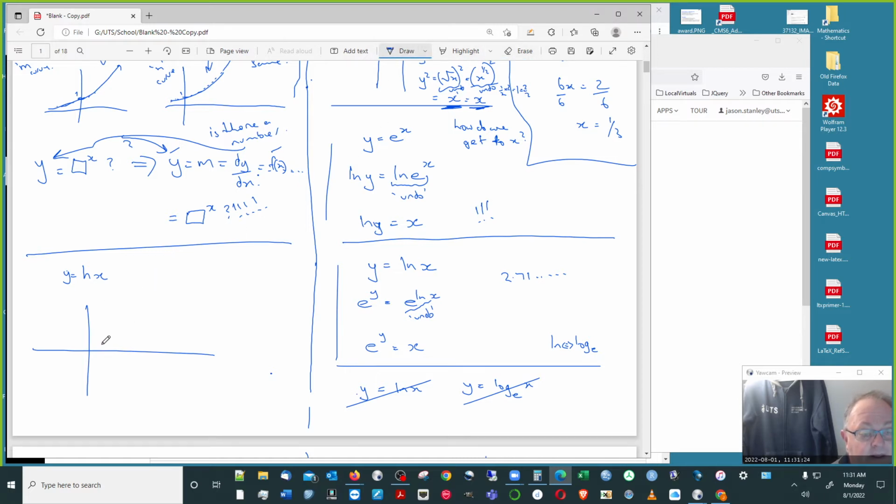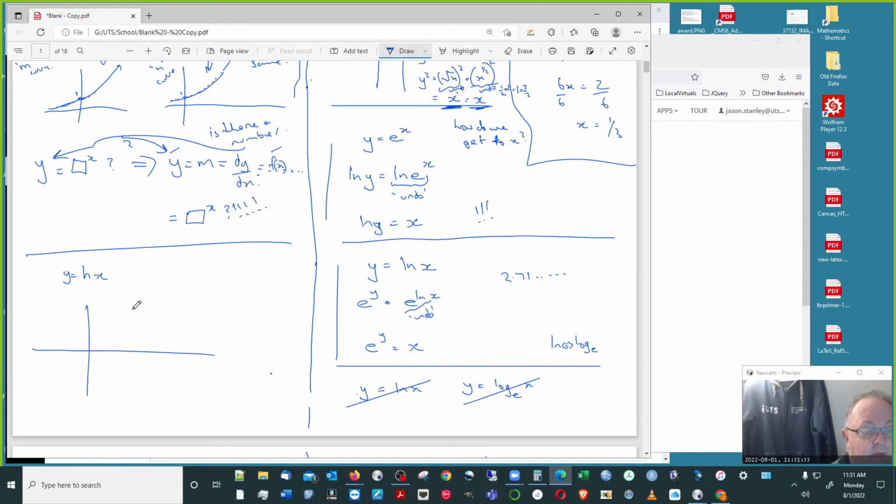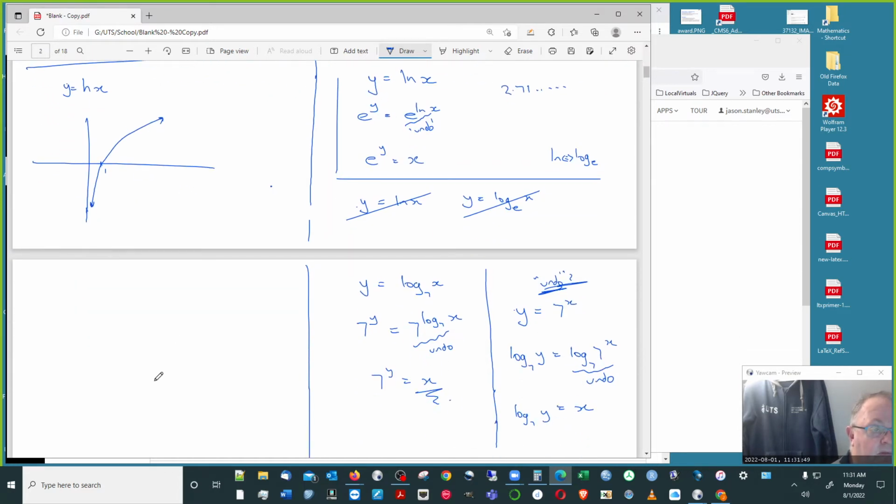So the ln of x, who can tell me what the graph of ln of x looks like? Here it is. It goes through 1 and it goes up like this. And it's asymptotic. If you know what that means, it means it never quite touches the y-axis. There's always a little gap there. So let's do the m curve for the ln of x.